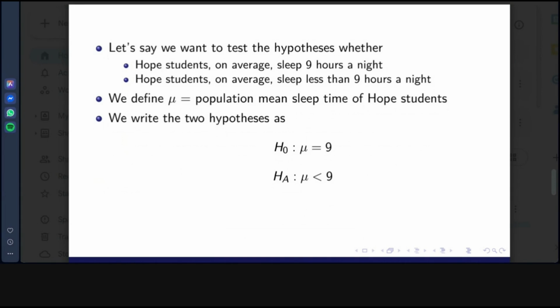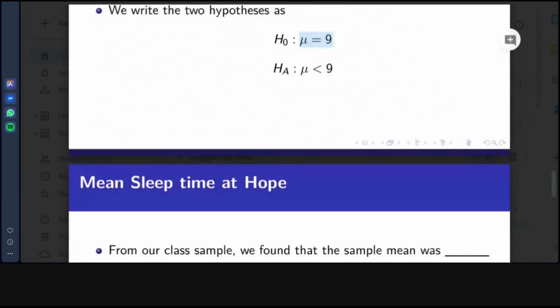Don't worry too much about the H0 and HA symbols. This just means null hypothesis and alternative hypothesis. We will get to that in the next class. More important to focus on is what this statement says. It says that the mean time on average in the population at Hope is 9 hours of sleep per night.